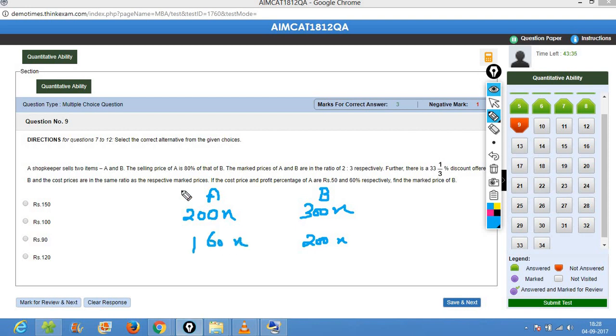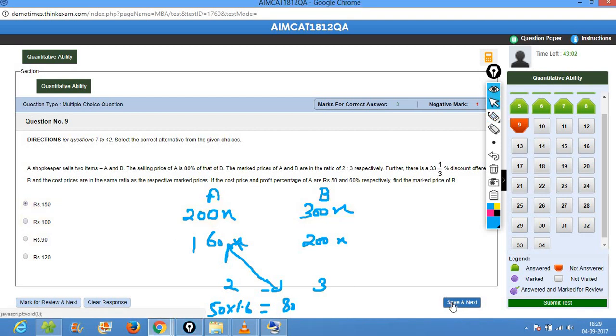Now next, the cost prices are in the same ratio, 2:3. Fine. The cost price in percentage is 50, and the profit percentage is 60. So 1.6, that means it comes out to be 80 SP, right? But SP here is 160x, so x is equal to half. Mark price will be 150. It's an easier one, no?